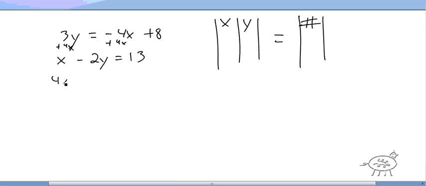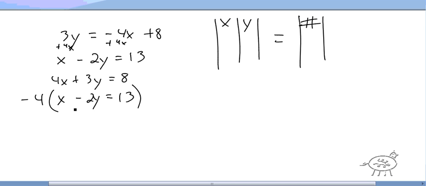That gives me 4x plus 3y equals 8, and x minus 2y equals 13. Now I have it all lined up. And what I want to do is look and say, well, which one am I going to get rid of? I'm going to get rid of the x, because 3 and 2 are just nasty numbers to try and get something to work out where it's opposite. So I'm going to multiply this one by negative 4. So, rewriting the top one, I get 4x plus 3y equals 8, and negative 4x plus 8y equals negative 52.